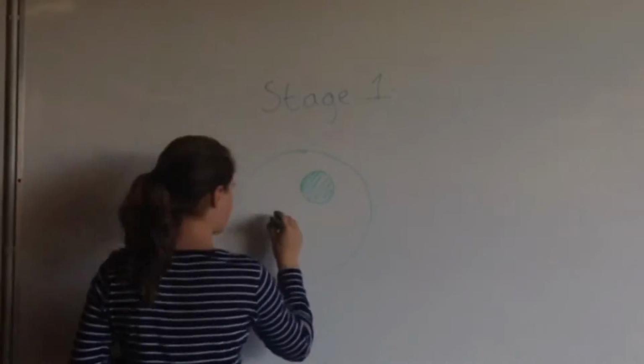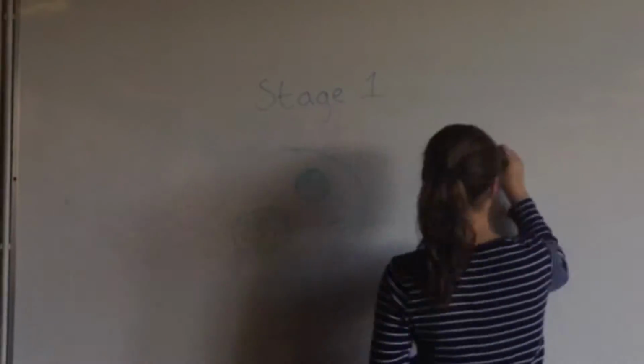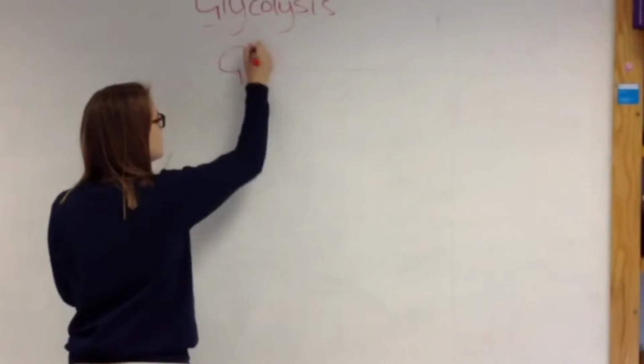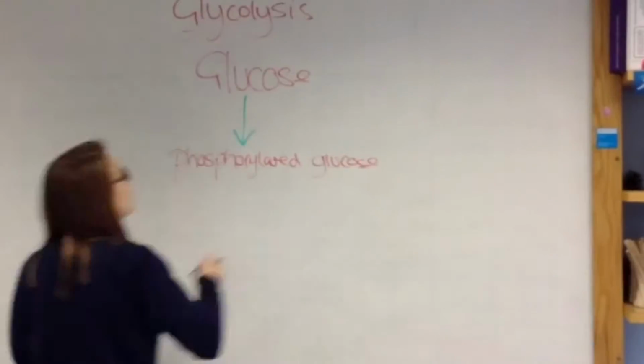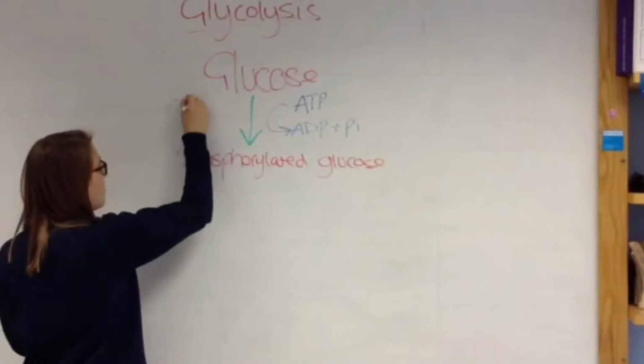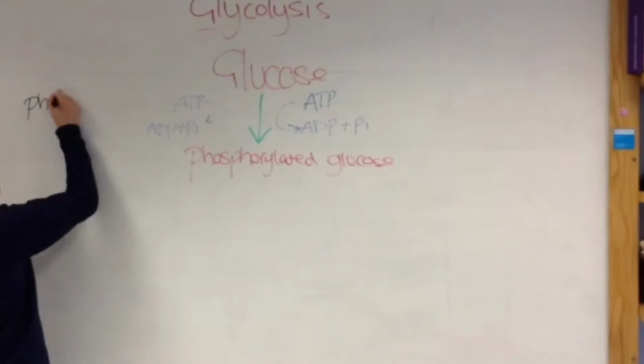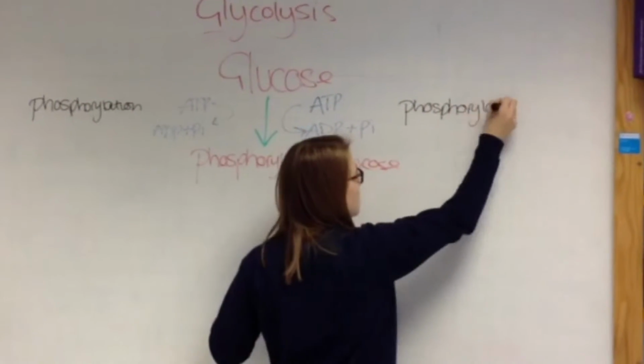Stage 1, glycolysis. This takes place in the cytoplasm. Glucose undergoes a phosphorylation reaction, whereby ATP is converted into ADP and a phosphate molecule twice. The phosphate molecule joins with glucose to form phosphorylated glucose.